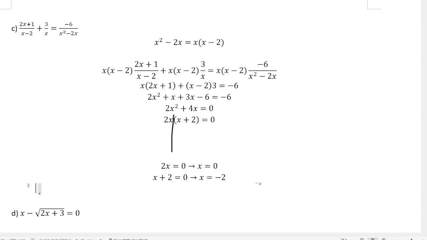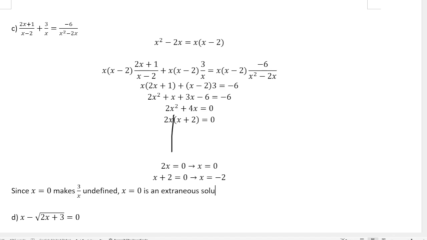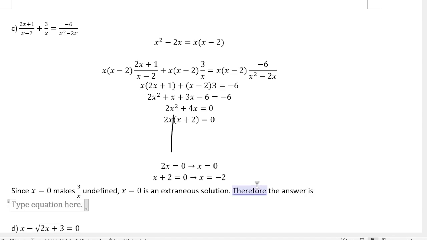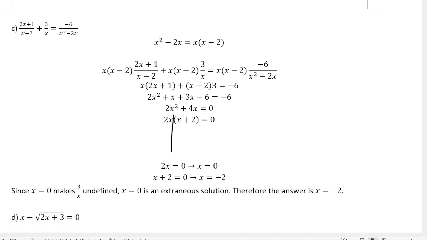Since x equal to 0 makes 3 over x undefined, x equal to 0 is an extraneous solution. Okay, therefore, the answer is x equals negative 2. That's the only answer.